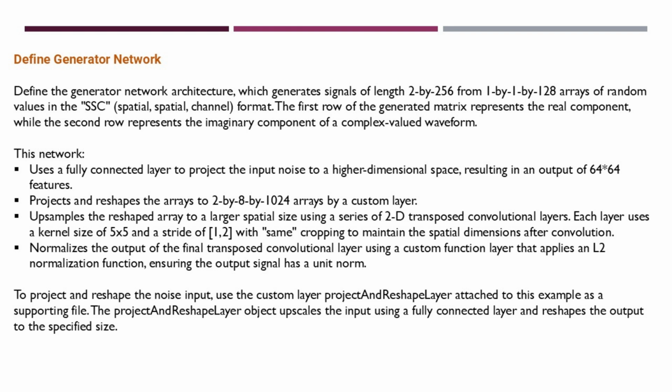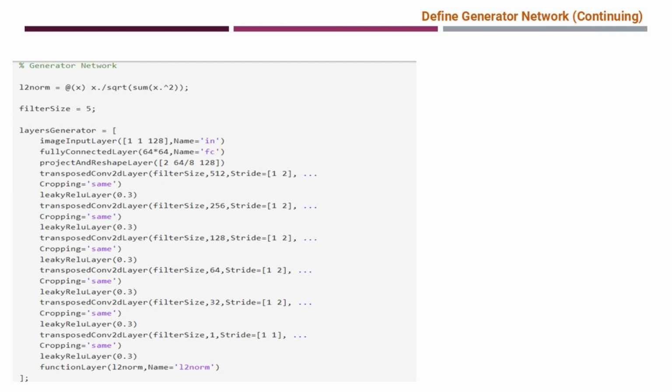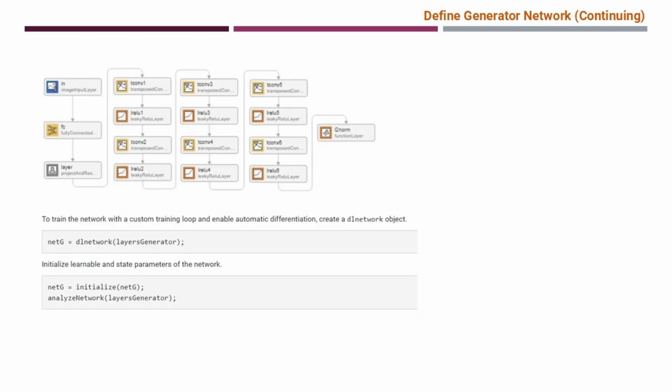To project and reshape the noise input, use the custom layer project and reshape layer attached to this example as a supporting file. The project and reshape layer object upscales the input using a fully connected layer and reshapes the output to the specified size. Generator network code snippet is as shown here. This has CNN network layers and its parameters. CNN network flow diagram is given as shown here.